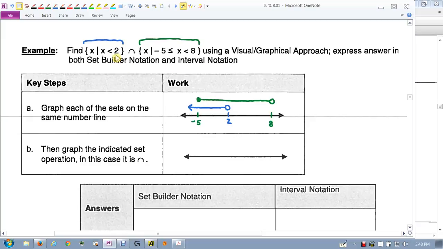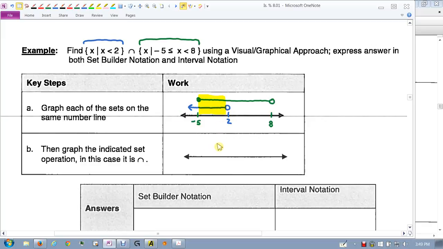So I want everything in blue intersecting with everything in green. That means, where do these two sets overlap? What do they have in common? So where do they overlap? Right in here. Right? The blue one is saying, I can be negative 5, right? The green one is saying, yeah, you can be negative 5. That's what we both have in common. Everything in between here is in common. What about at 2, though? The blue one says no. The green one says yes. To intersect, they both have to say yes. So you want everything up to 2, but not including 2.